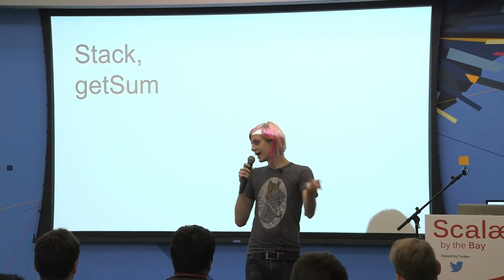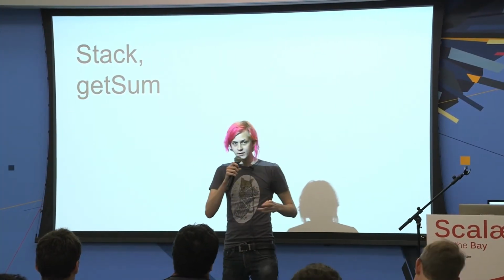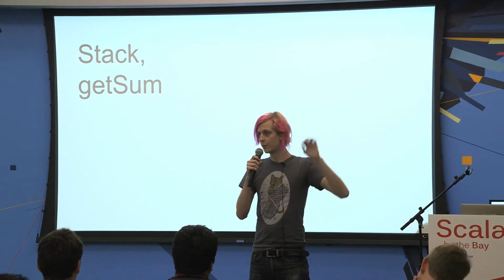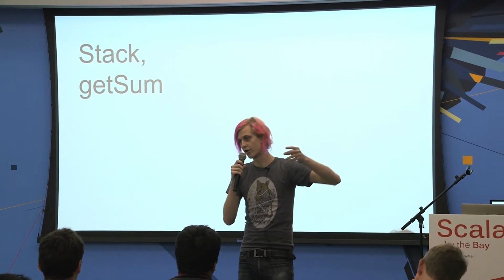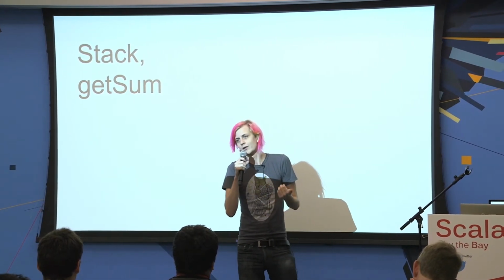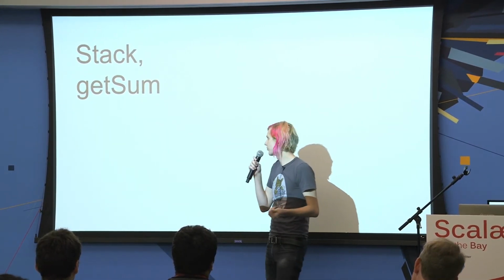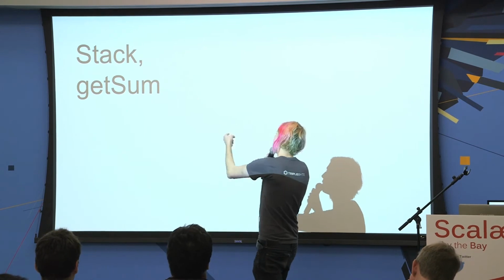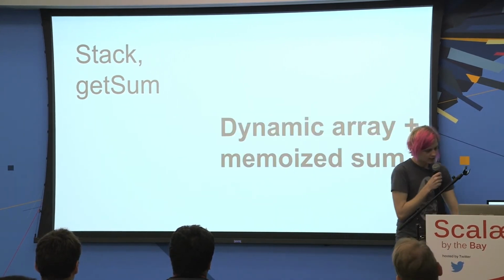Yeah, so we want a dynamic array and a memoized sum. The idea is we're just going to be doing both of the things in both, and we're going to be using the faster read method. Each one provides naturally one of the read methods, and we're going to use the memoized sum for get sum, and we're going to use the dynamic array for the other read methods.